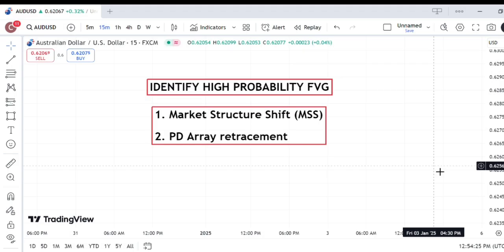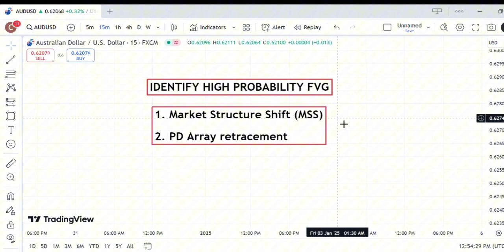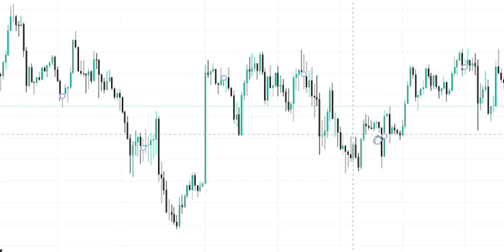Alright, let's dive in. So to identify high probability fair value gap, you need to see a market structure shift or a break of structure. Then, number two, you need to see a PDRA retracement. So after the price has created a shift of market structure, you want price to come down to at least the 50% PDRA, right? Now, let's go into the charts to see what I'm talking about.